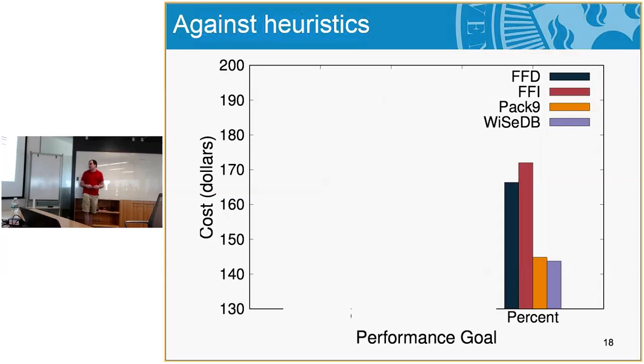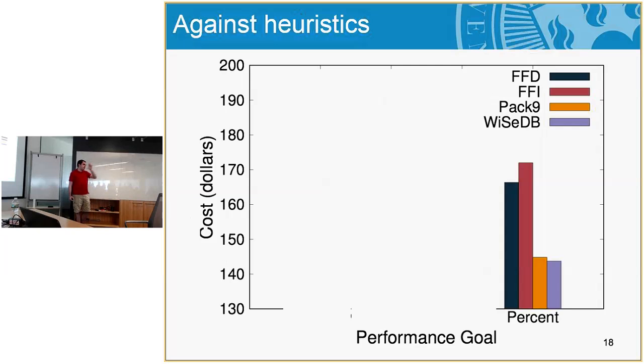So the next thing that we did is we compared it against 3 very popular heuristics for the bin packing and query scheduling problem. And we did it for each one of the SLAs again. So the first we compared against was FFD, which is first fit decreasing. Basically, it means you sort all of your queries in decreasing order. You take the first one and you put it on a VM that'll fit.